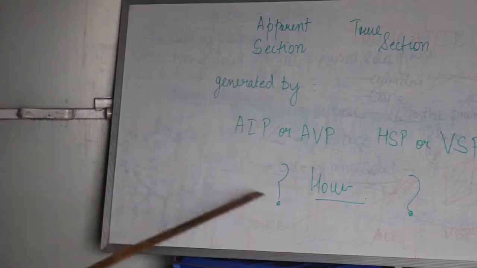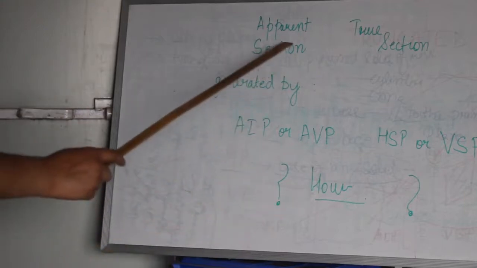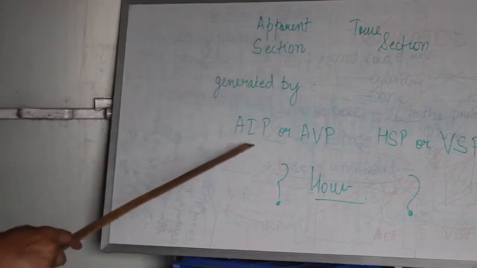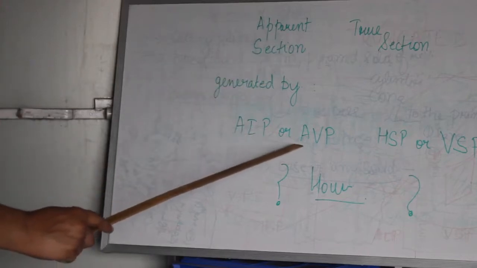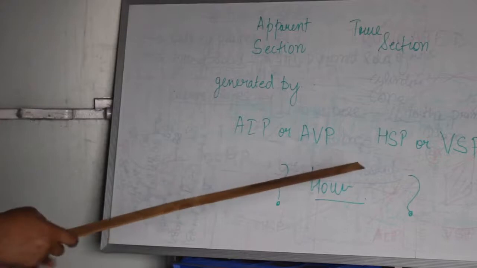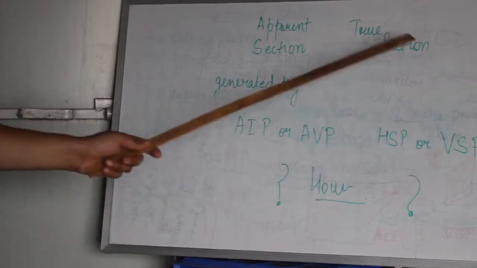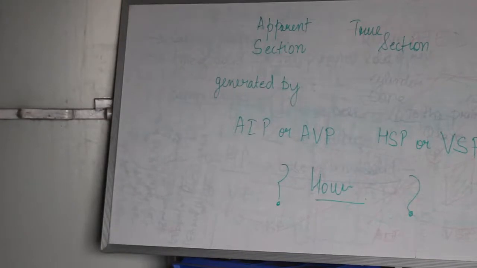Now I will clarify this for you, how the apparent section is made in case it is an AIP or AVP, and how, if it is an HSP or VSP, the true sections are generated.